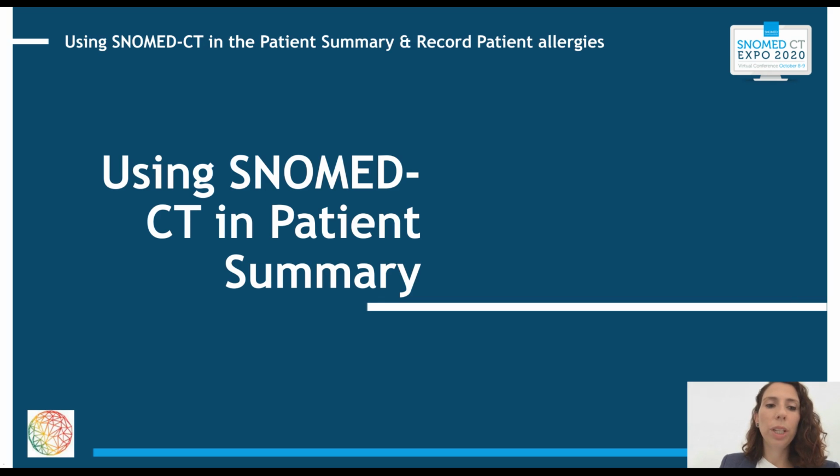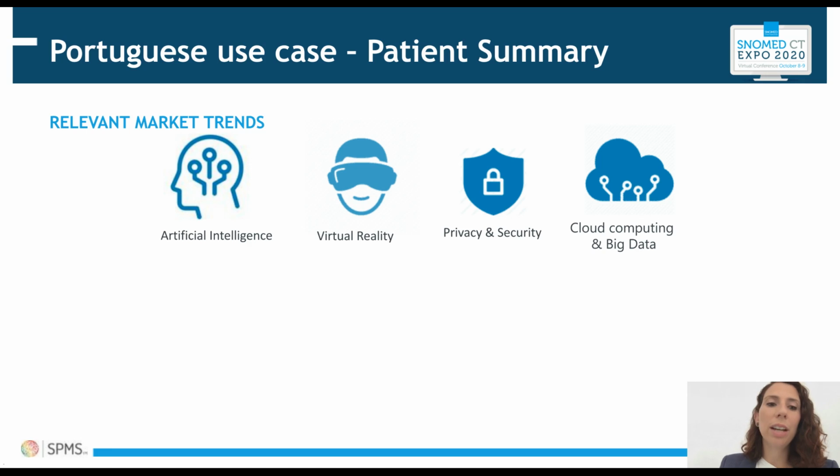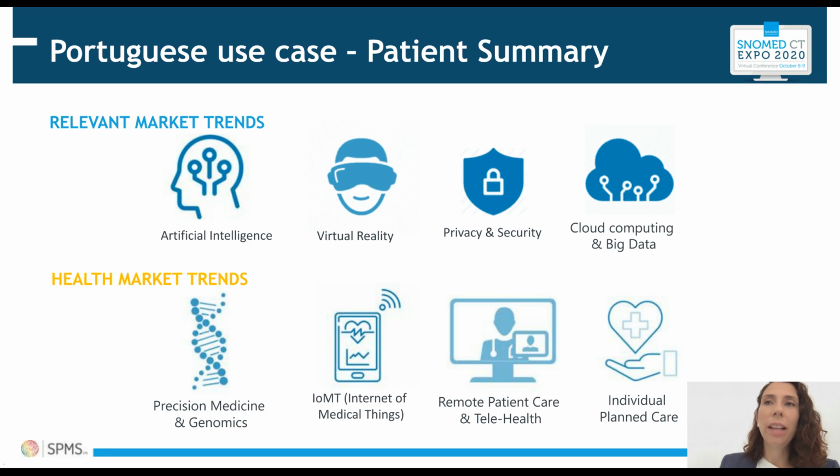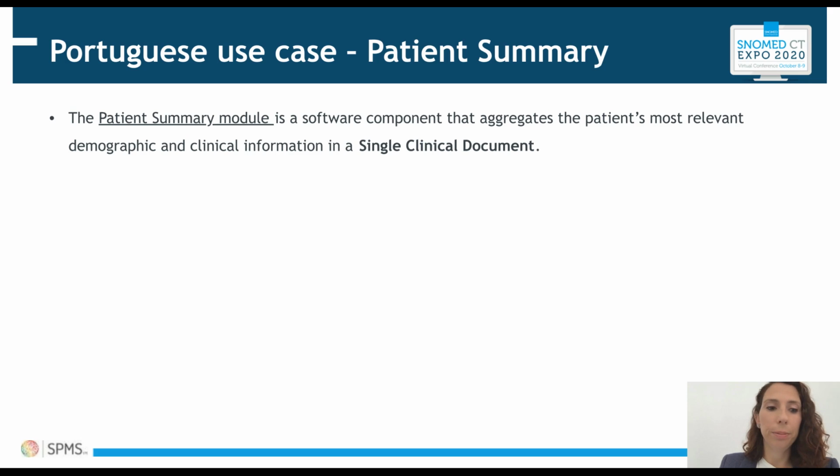So now, looking at our use case using SNOMED CT in patient summary, to better understand its application, let's review some market trends that are influencing the different industries. We have artificial intelligence, virtual reality, or big data. And looking now at some health trends that are also shaping our reality, we can see precision medicine and genomics, IoT, remote patient care and telehealth, and individual plan care.